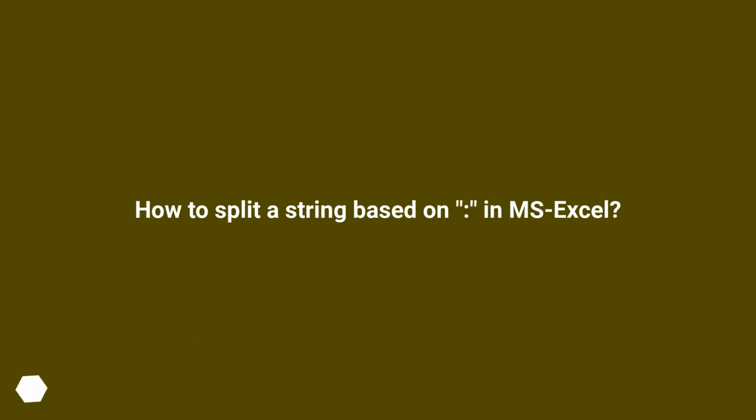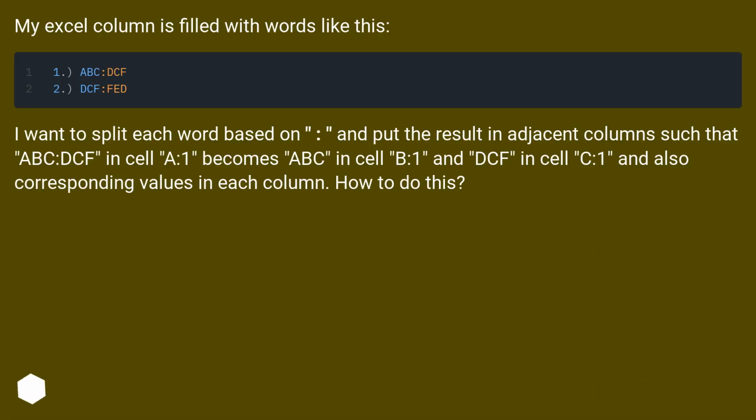How to split a string based on a delimiter in MS Excel. My Excel column is filled with words like this. I want to split each word based on the delimiter and put the result in adjacent columns, such that ABC, DCF in cell A1 becomes ABC in cell B1 and DCF in cell C1, and also corresponding values in each column. How to do this?